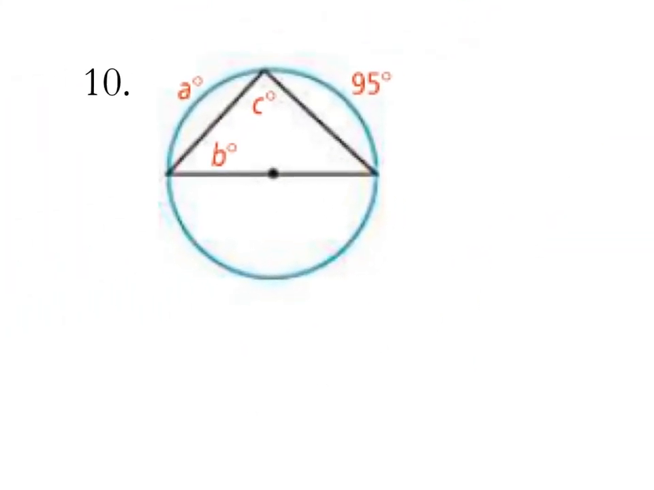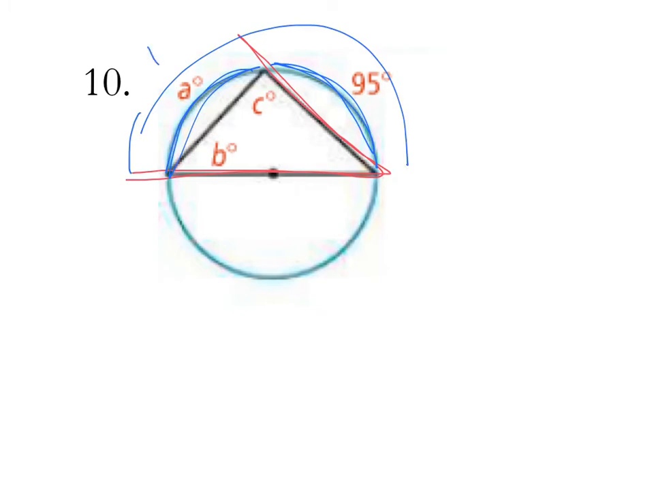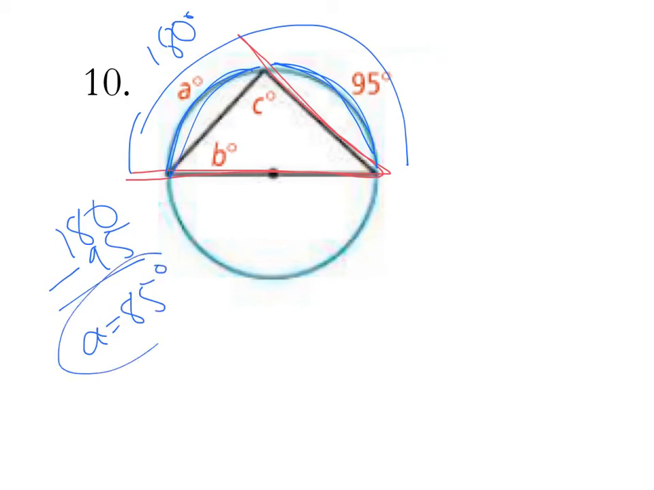Number 10. When I want to find A, again, the first thing I usually do is trace the angle, but then I get stuck for a second because I don't know A. So then we look at A. A is an arc. Well, I know this other arc here. And you should remember from a couple chapters ago that this is a semicircle that's 180 degrees all the way across. So to find A, I have to do 180 minus 95. A is going to be 85 degrees.